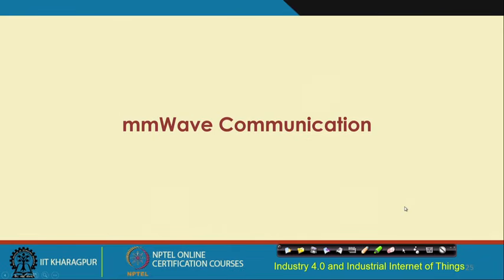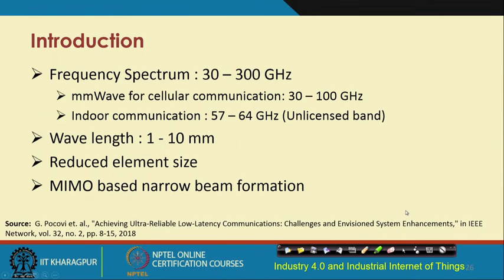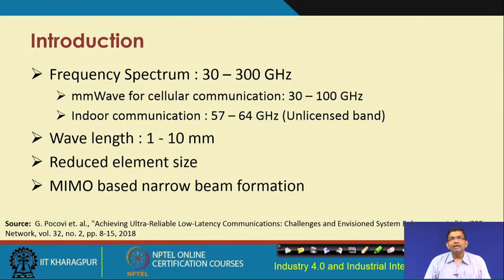Then comes the millimeter wave communication, where the communication happens in the 30 to 300 gigahertz band of the spectrum. Millimeter wave communication offers cellular connectivity in this band, and it is particularly attractive for indoor communication where there are dead zones and so on. The wavelength is typically 1 to 10 millimeter, and there is a reduced element size and MIMO based narrow beam formation in this millimeter wave communication.